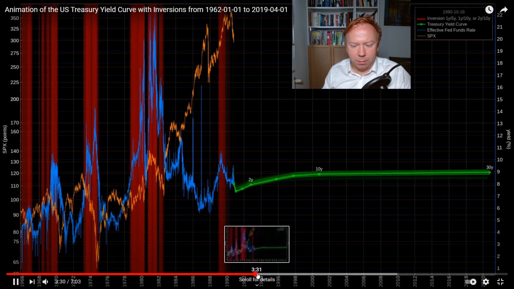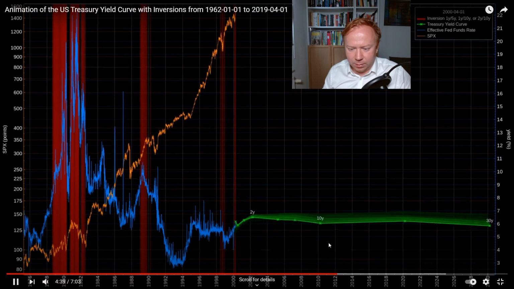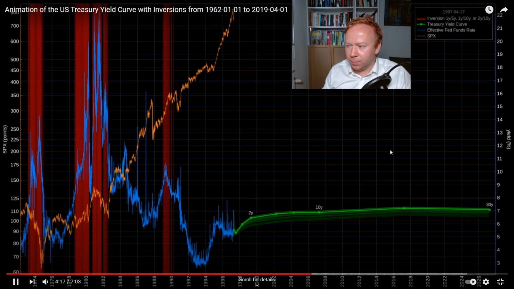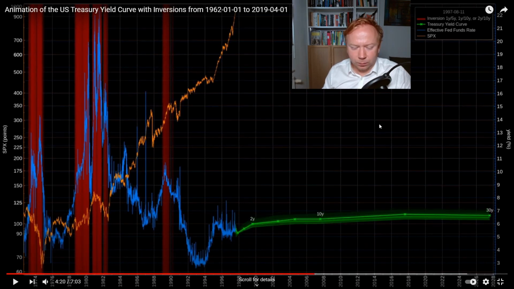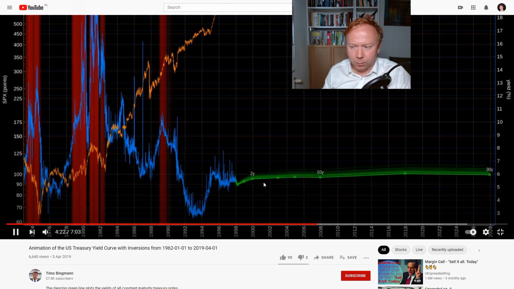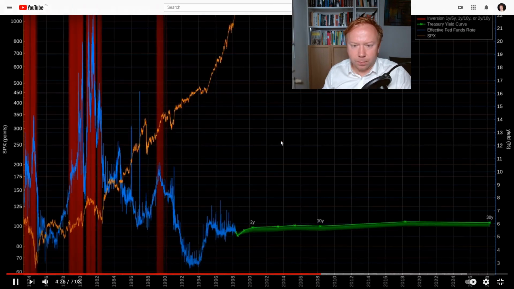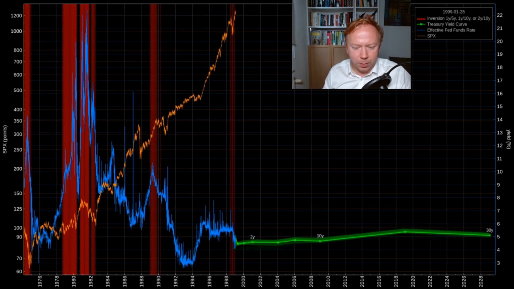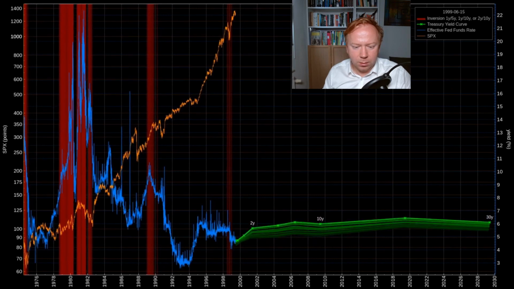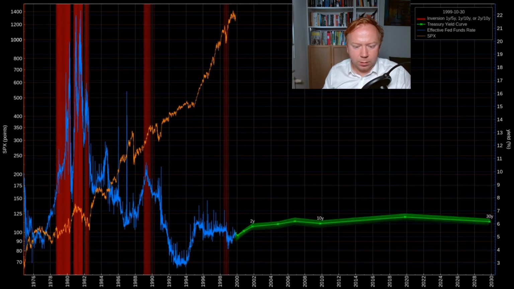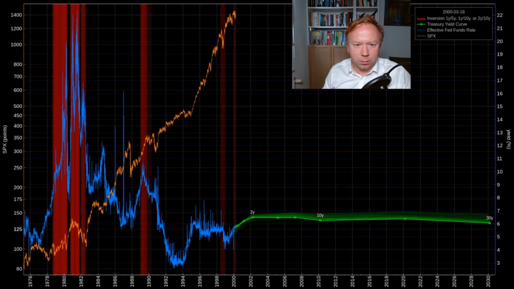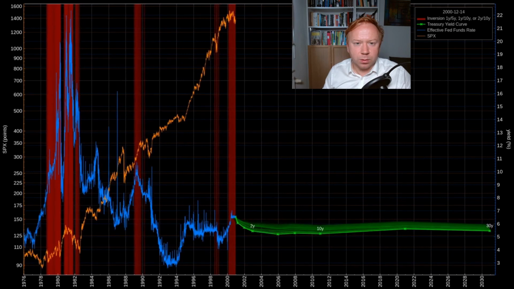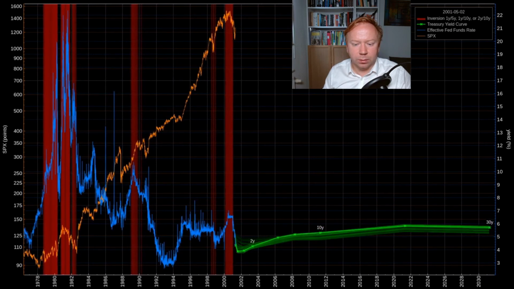Let me scroll a bit further. An interesting period is of course 2008. Let's see. This is 2006. Yes, so this is 2000, now it will be the .com bubble. So there is a flattening of the curve again, and then 2000. And the S&P, let's see how this will move down. Oh, now it's going down, and the curve is inverting again.